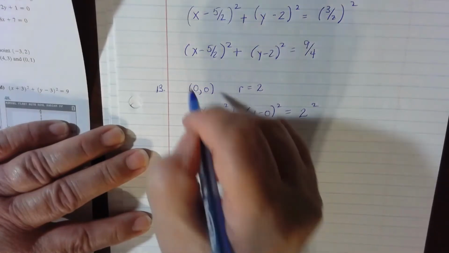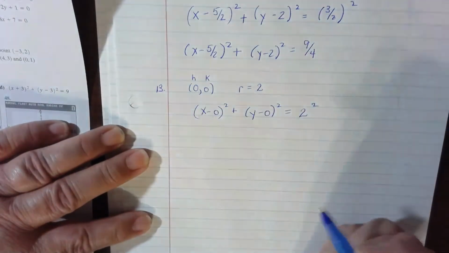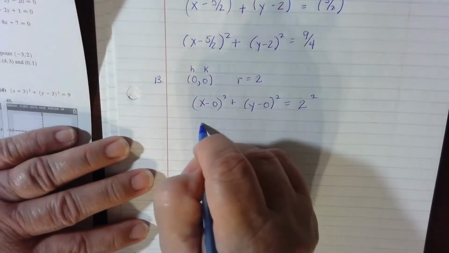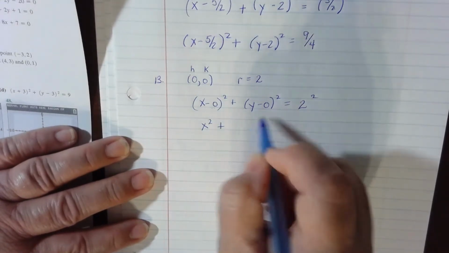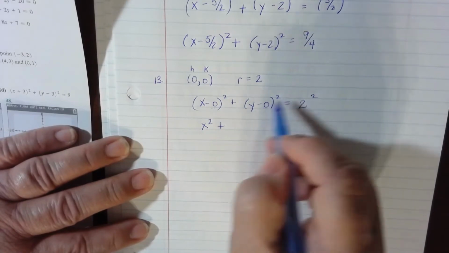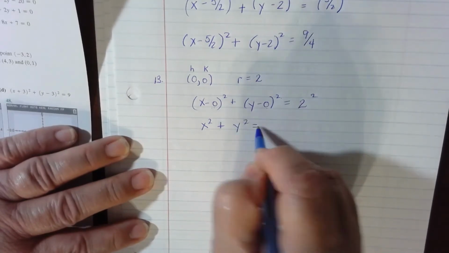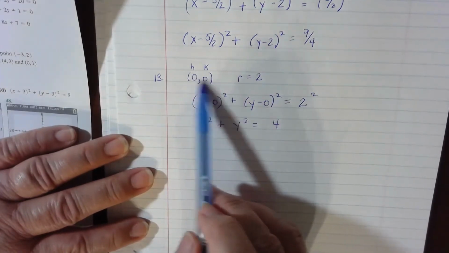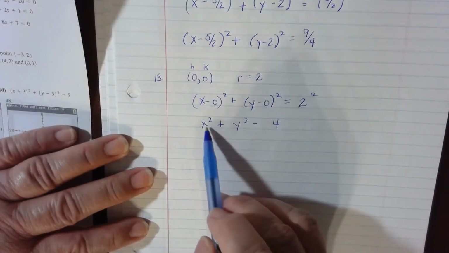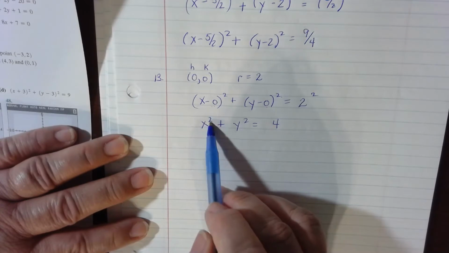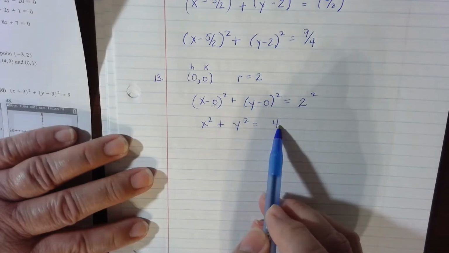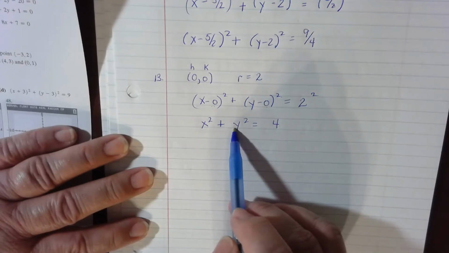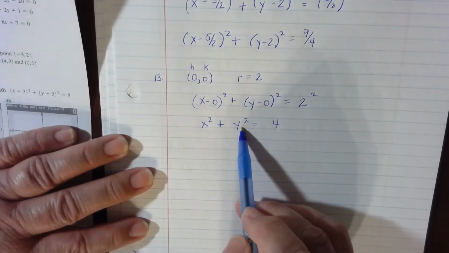X minus h, this is your h, and this is your k. Well, x minus 0 is just x. So when you square it, you just get that. And y minus 0 is just y, so that's just y squared. So that's a little shortcut that you can do. If the center is 0, 0, you can just go straight to x squared plus y squared equals r squared. Because if the center is 0, 0, you're going to always get x squared plus y squared right here.